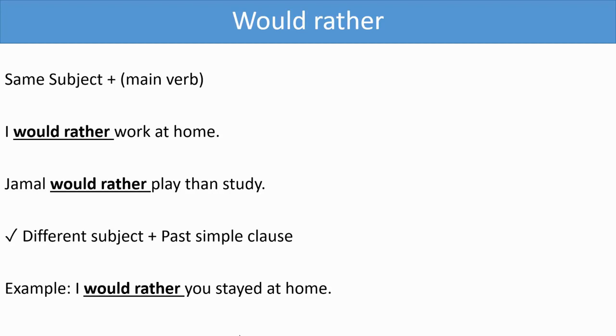Now move to would rather. We will now discuss about another phrase that is would rather. The structure is very simple. Subject plus main verb. Would rather, I would rather work at home. Jamal would rather play than study.